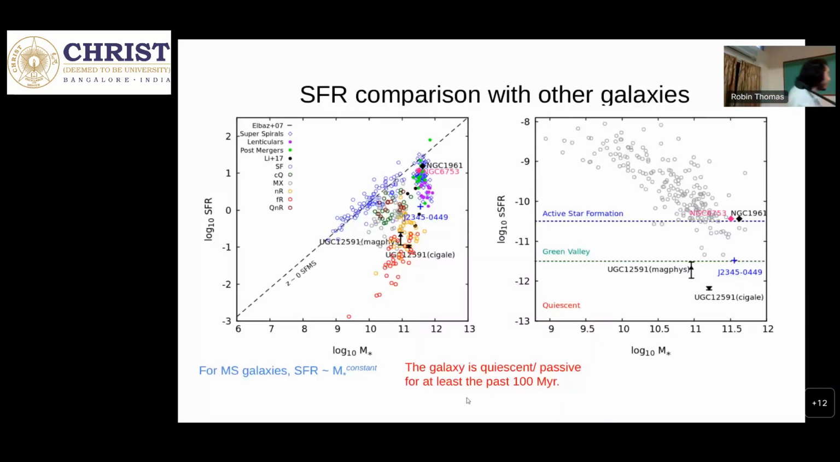I think you can see that. We estimated the galaxy is quiescent, passive, for at least the past 100 million years. We estimated the star formation rate averaged over 100 million years, and there is no fluctuation, and it's more or less the same as the instantaneous star formation coming out of the spectral energy distribution of the galaxy.